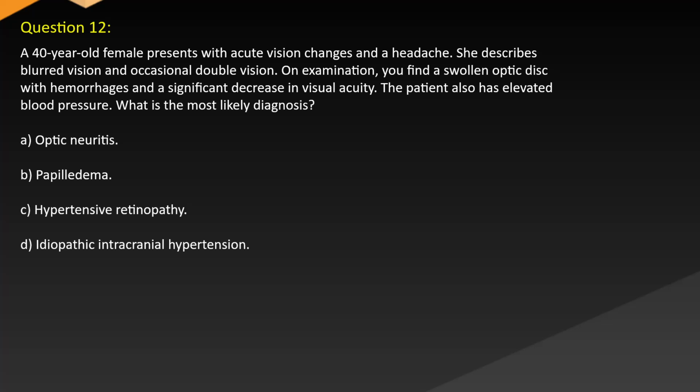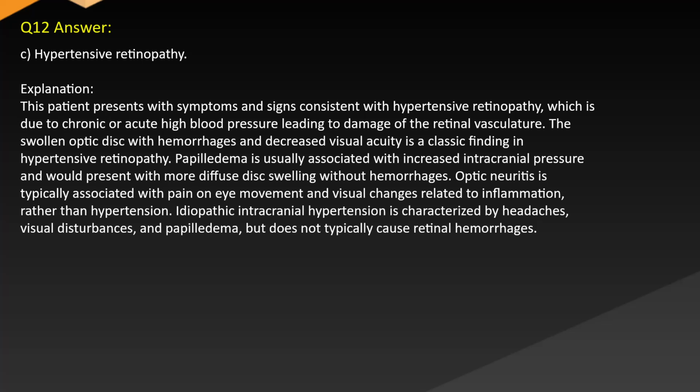Answer C. Hypertensive retinopathy. Explanation: this patient presents with symptoms and signs consistent with hypertensive retinopathy, which is due to chronic or acute high blood pressure leading to damage of the retinal vasculature. The swollen optic disc with hemorrhages and decreased visual acuity is a classic finding in hypertensive retinopathy.